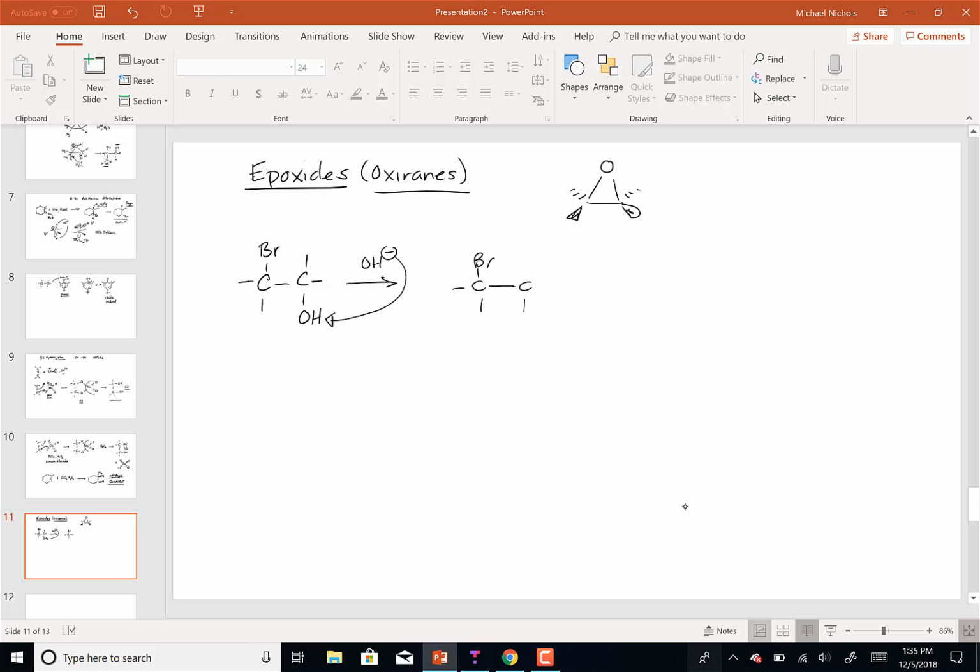When it deprotonates the OH, it forms an alkoxide, the O-. Now this O- is going to be a good nucleophile, so it's now perfectly set up to backside attack that carbon, kick the bromine off, and we make our epoxide. Okay, so that's one of the ways to make an epoxide, is to first of all make a bromohydrin and then take that bromohydrin and basically deprotonate it with hydroxide.